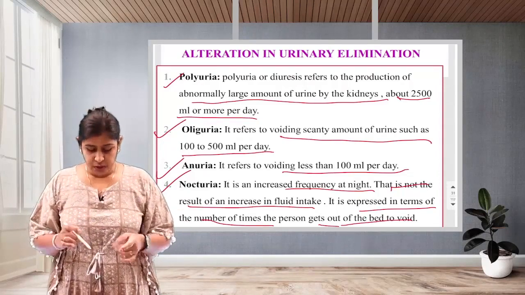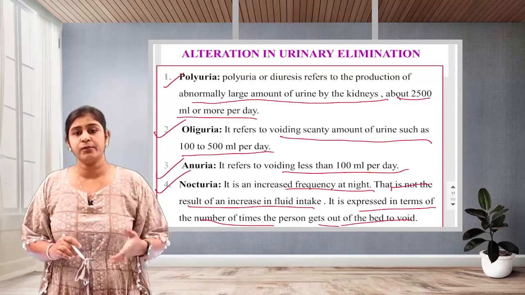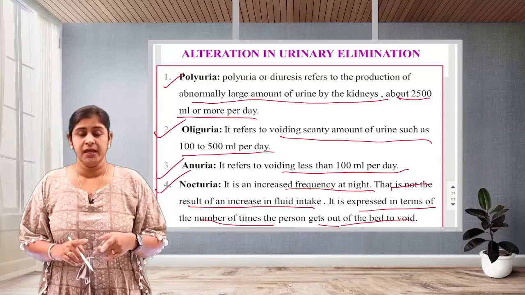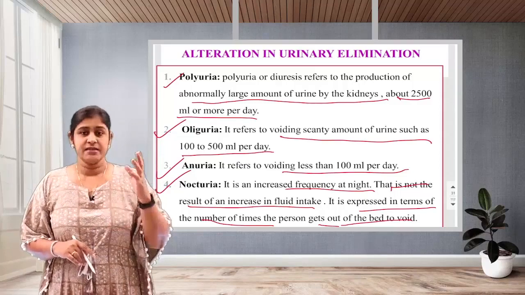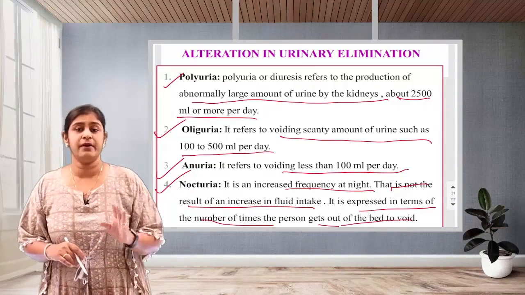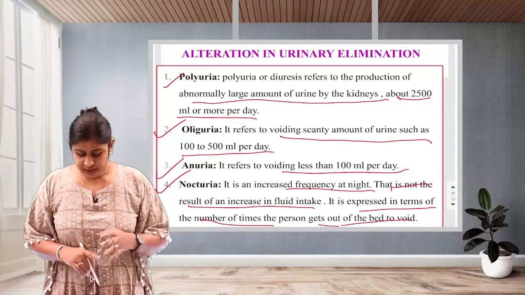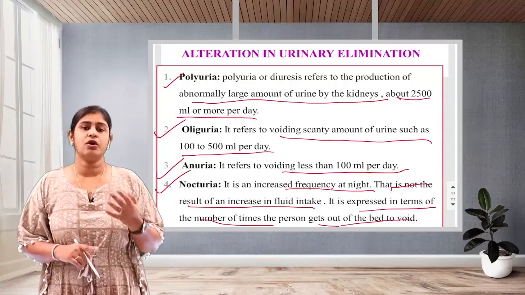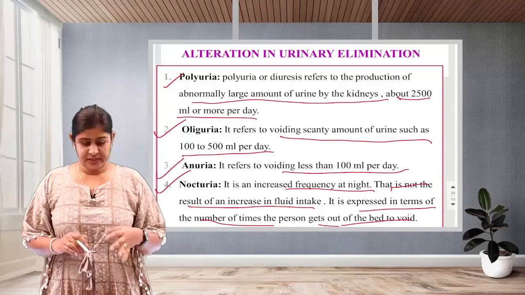So polyuria refers to an abnormally large amount of urine production by the kidney, basically 2500 ml or more per day. Oliguria means voiding a scanty amount of urine, such as 100 to 500 ml per day. Anuria refers to voiding less than 100 ml per day. Then nocturia means increased frequency of urination at night.